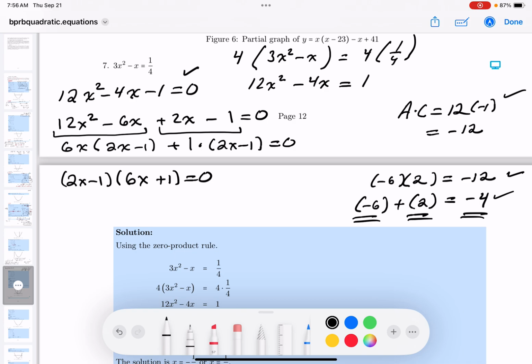All right, what do I do now? Set each factor equal to 0. That's 2x minus 1 equals 0, or 6x plus 1 equals 0. That's two equations solved now. First equation, add 1 to both sides and divide by 2. You get x equals 1/2. Or the next one, take 1 from both sides and divide by 6, and you would get x equals minus 1/6.